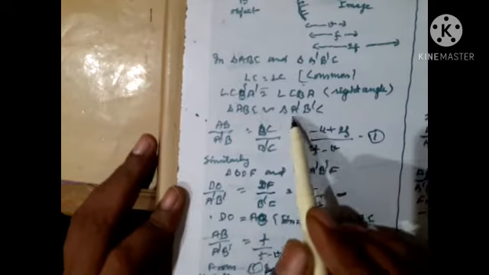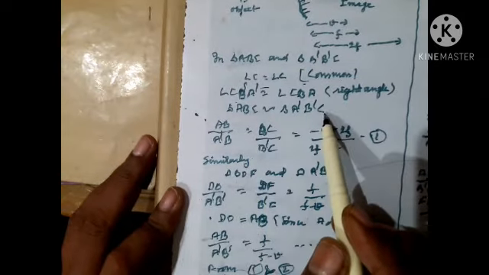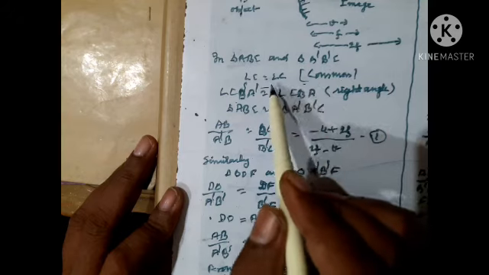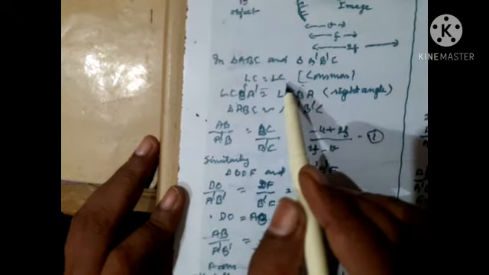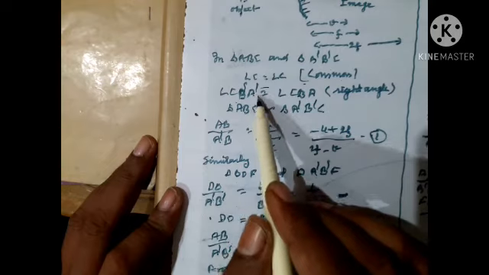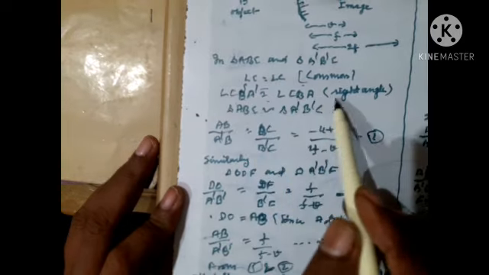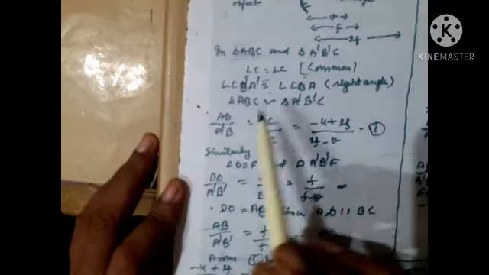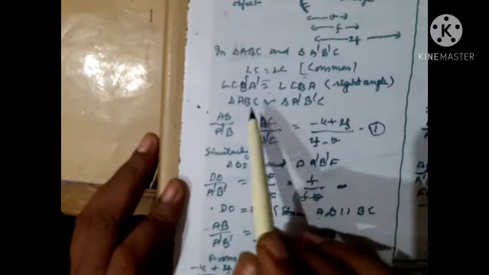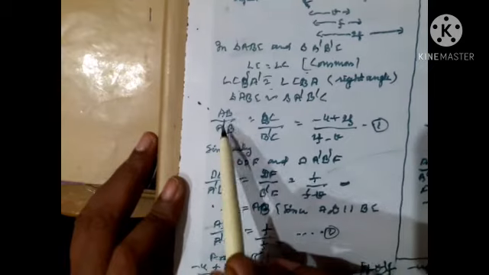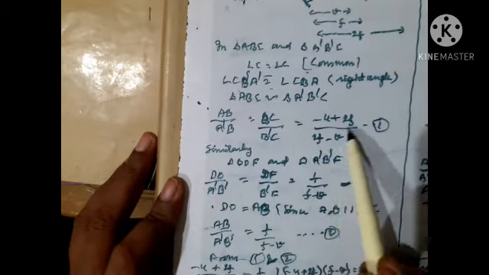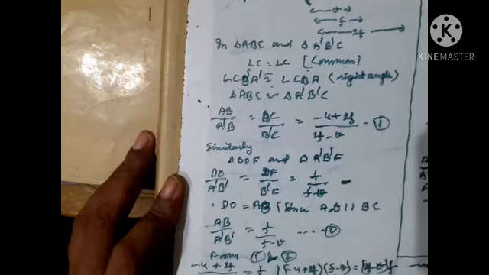Triangle ABC is similar to triangle A'B'C, because two angles are equal. Angle C is equal to angle C, common, and angle CB'A' equals angle CBA, a right angle. Two common angles, so the triangles will be similar. So you may write AB by A'B' is equal to BC by B'C, that is, minus u plus 2f minus v, that is first.